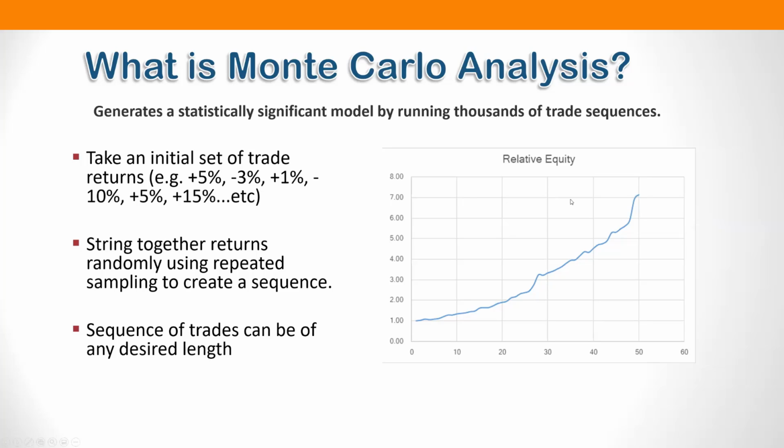The picture over here is just relative equity after you've run one sequence. On the bottom is the trade number, so which trade in the sequence, and relative equity starts at 1. That's the amount that you start with in your account, and a relative equity of 2 would mean a 100% gain. So obviously a value of 7 over here would be a 600% gain. You'll see some of these charts as we go forward.